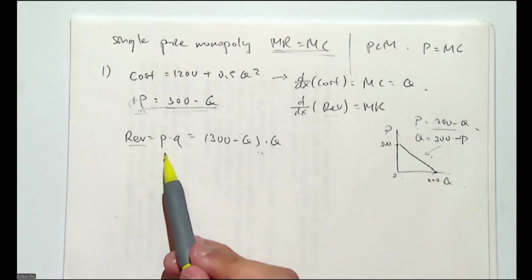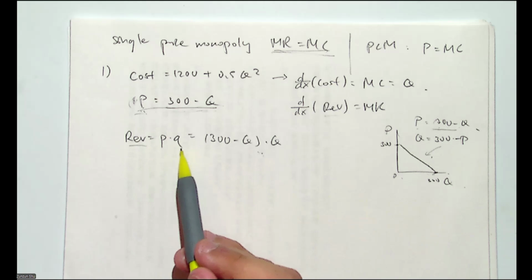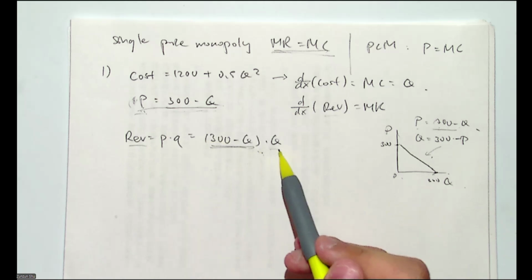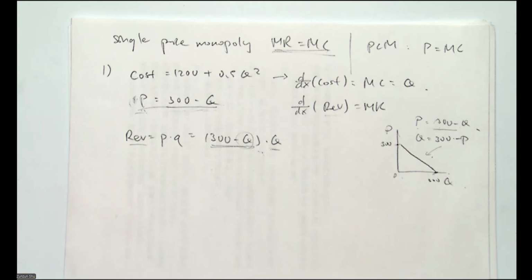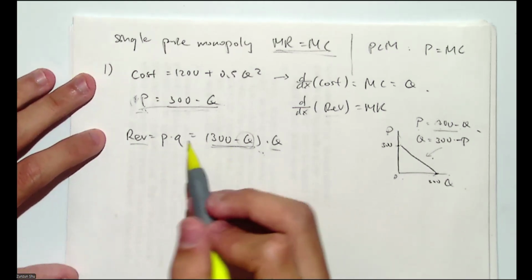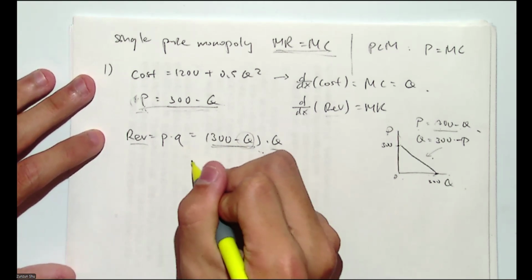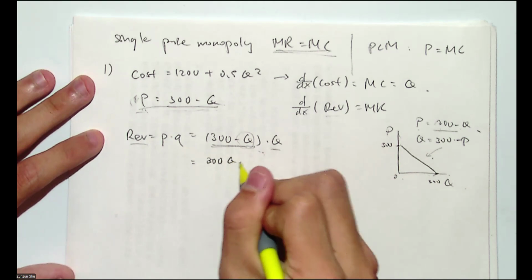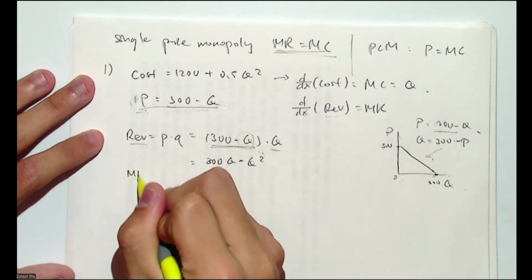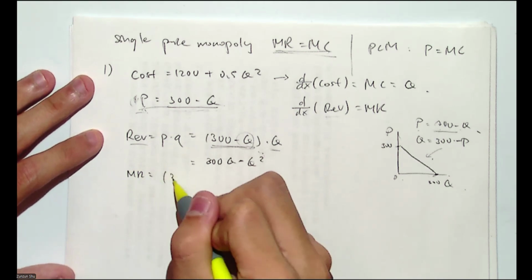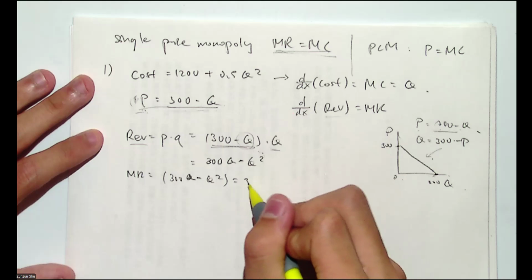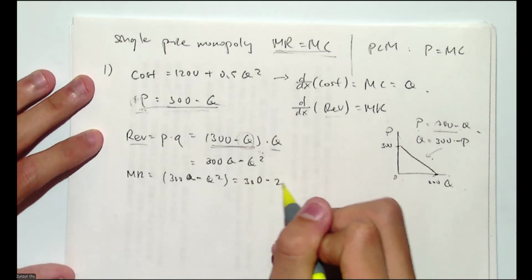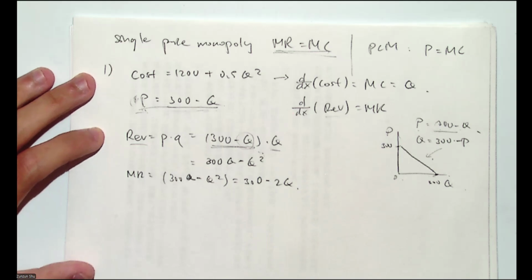Likewise here, you also want to use P times Q where it's all expressed in Q's. And I'll go on later to tell you why it has to be expressed in Q's and not the opposite, okay? So here we get revenue is going to equal 300Q minus Q squared. So marginal revenue is going to be equal to the derivative of that, which is going to be 300 minus 2Q. Okay, so now you get marginal revenue.